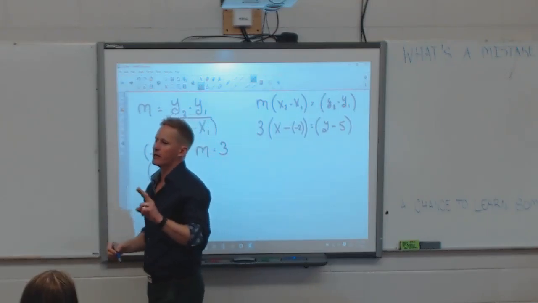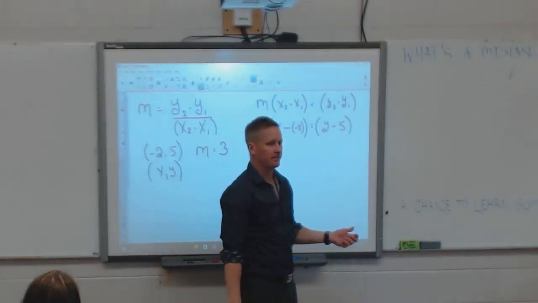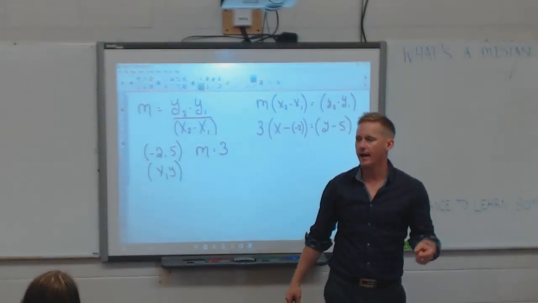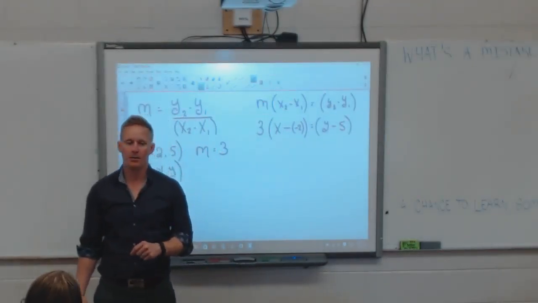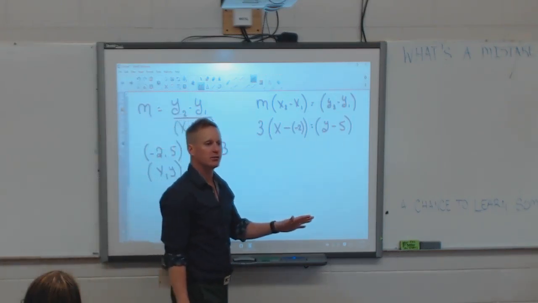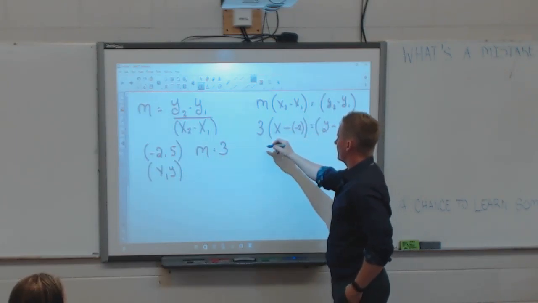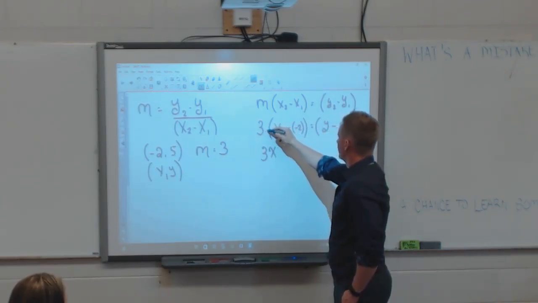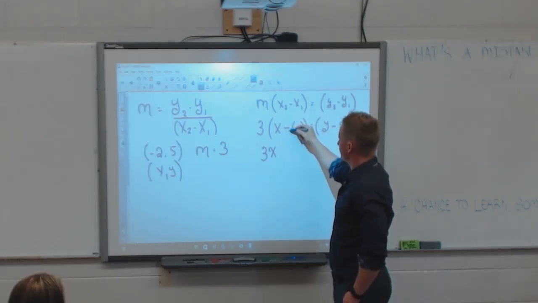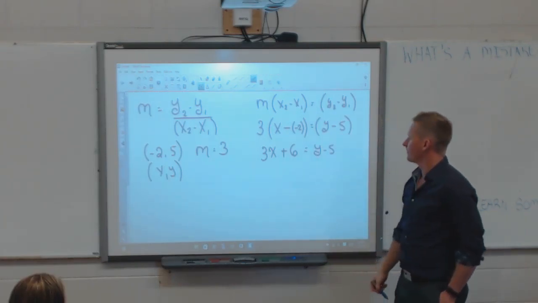Now this equation can come in 2 forms: y equals mx plus b, or ax plus by plus c equals 0. Okay? Both forms are used to define a graph. So now I'm going to multiply this through. 3 times x is 3x. This becomes a plus 2 because it's subtract a negative, times 3 is 6. And y minus 5.